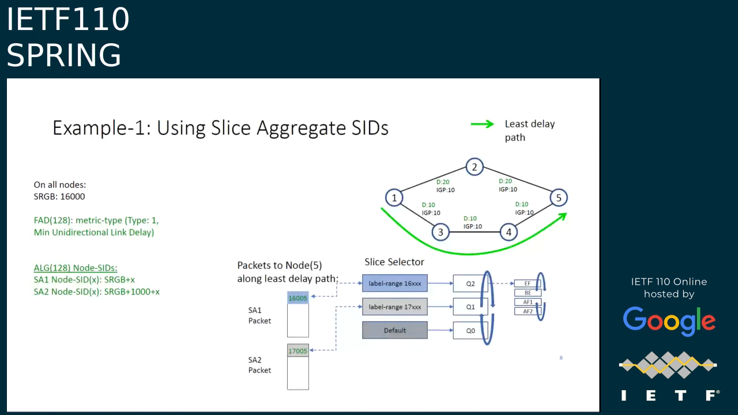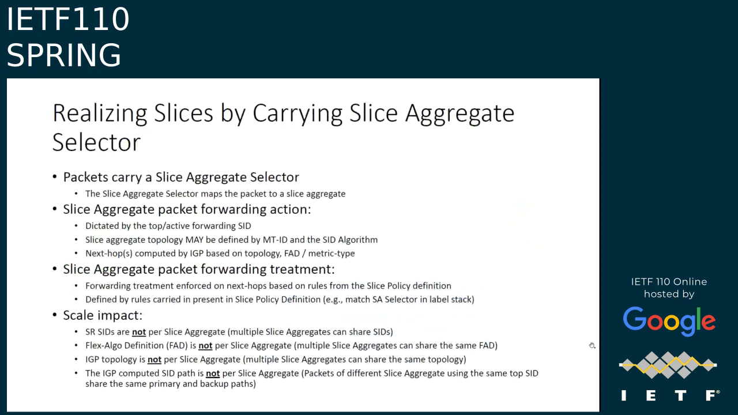So this is an example where a packet is carried by a top SID that is associated with a slice aggregate. I have an SA1 packet with a top SID of 16,005, and an SA2 packet with 17,005. Both of them are destined to node 5. On any transit node, let's assume it's 3, we have a slice selector which will put the packet, based on the top active segment, into the respective queue, and then there is a hierarchical queue there where you can apply differentiated treatment based on the EXP as well. But at a high level, what I want to share here is that the top active segment is the one that is used to identify the packet or associate it with a slice aggregate. Next slide, please.